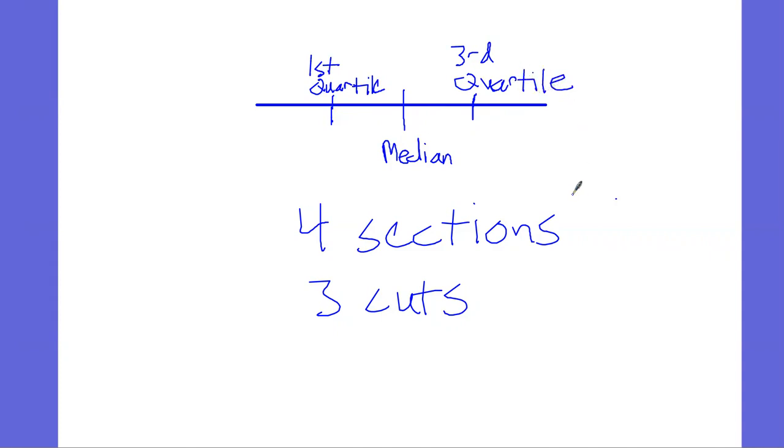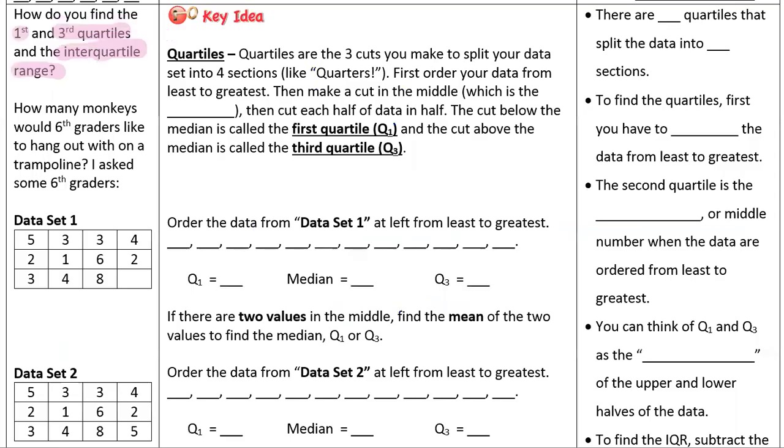So in other words, we're going to take all of our data, break it in half using the median. You better order your data from least to greatest, and then cut each half in half to find the quartiles. Let's see how that looks in practice.